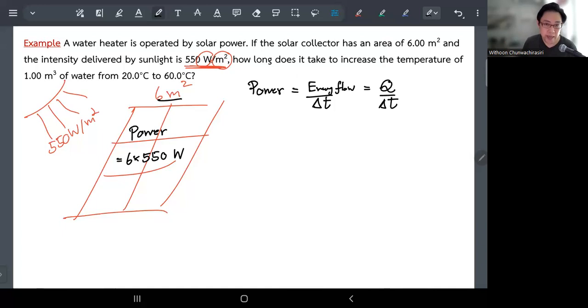But then they ask, how long does it take? So they want to figure out the amount of time, delta T down here, to increase the temperature of 1 cubic meter of water from 20 to 60 degrees Celsius. So this means the amount of energy required to warm up the water is going to be calculated from m c delta T. That's a direct application of this formula. First, what is the mass of a cubic meter of water, guys?